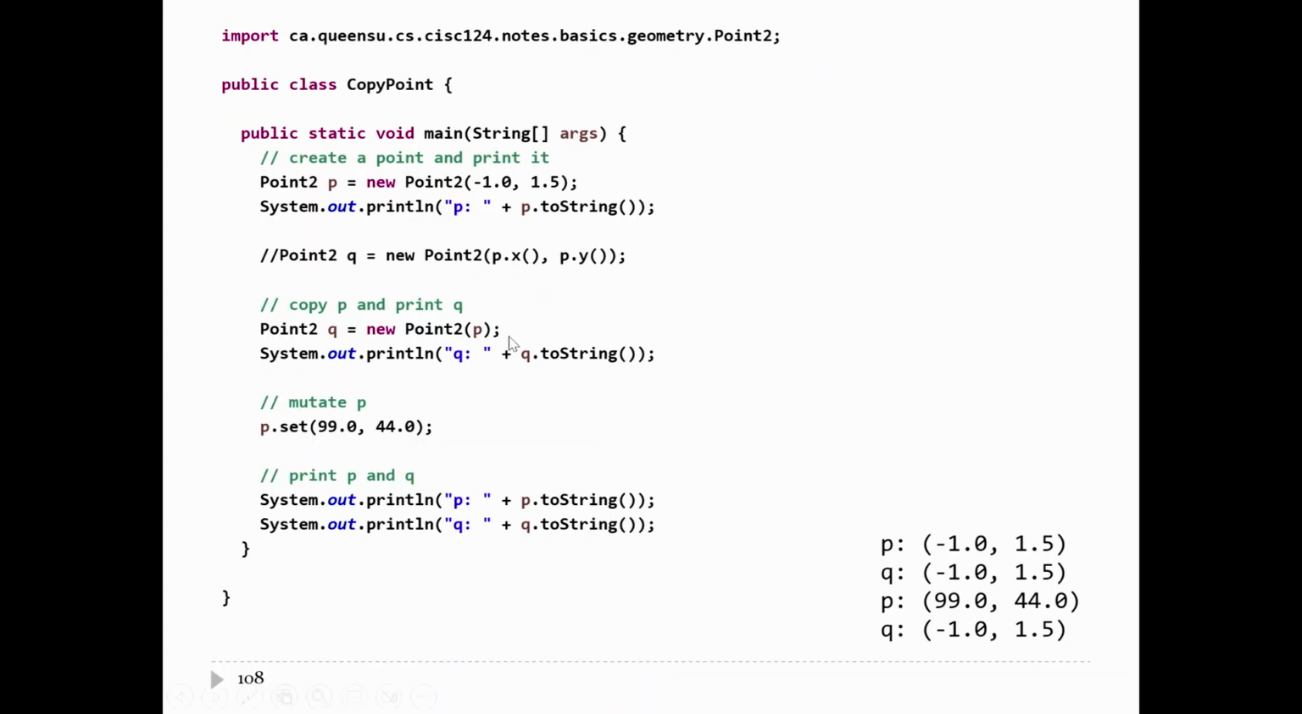When you use the copy constructor, you end up with a new point. So p and q are new and independent points. If you change p, q doesn't change. So if I change p to 99 and 44 and then print p and q, p changes to 99 and 44, but q stays as -1 and 1.5. So now you've got two independent points whose coordinates can be changed independent of one another.